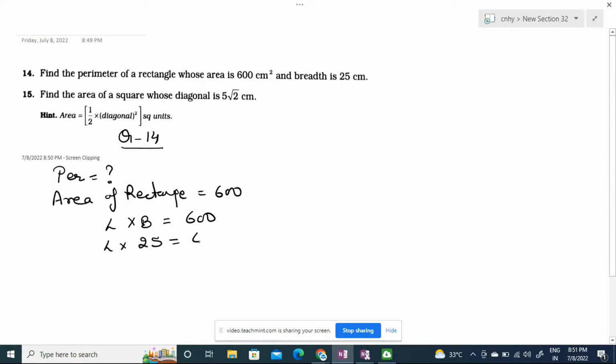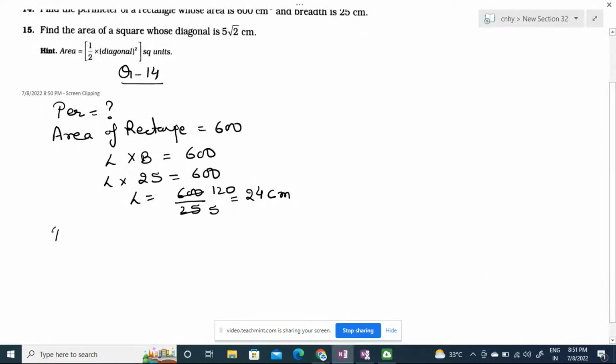We substitute the value of 25 over here, and we can find the value of length simply by dividing 600 by 25. So length is 24. And now the perimeter using our formula will be 2 into length plus breadth, 2(L plus B).